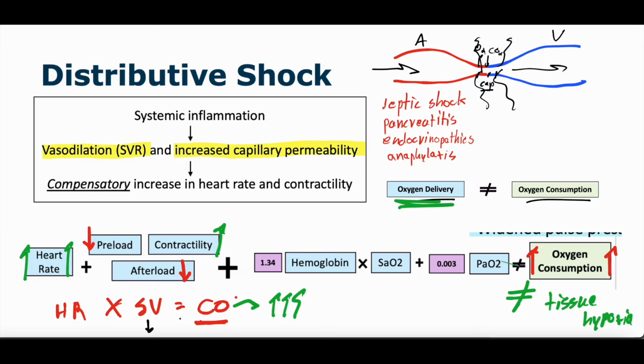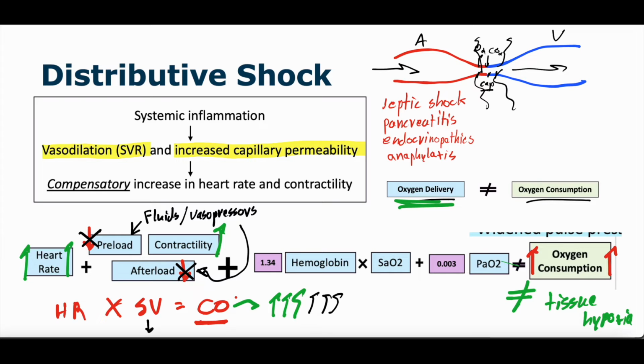So what we can do is we can give fluids and vasopressors, right? Fluids and vasopressors like norepinephrine or Levophed to increase the preload, so knock that out, and then vasopressors to increase the afterload, knock that out, and as such modulate and increase the cardiac output even more to try to keep pace.